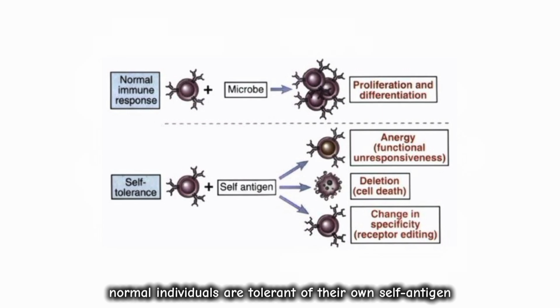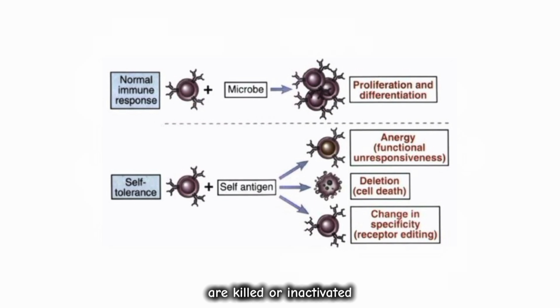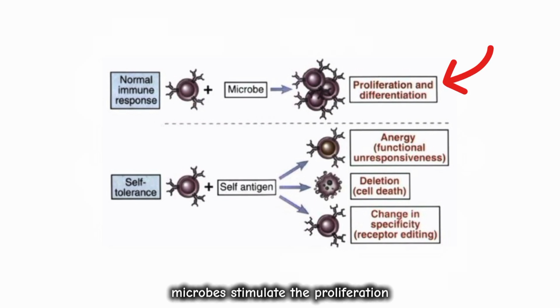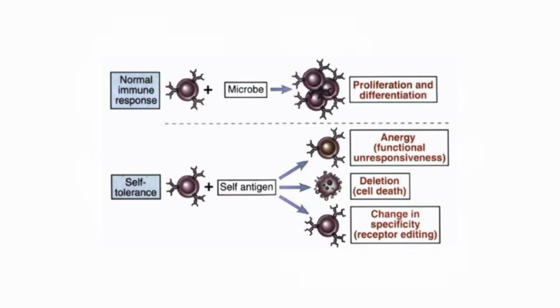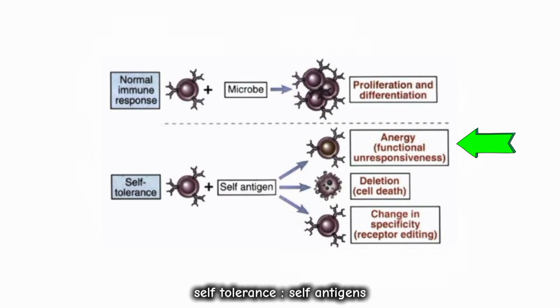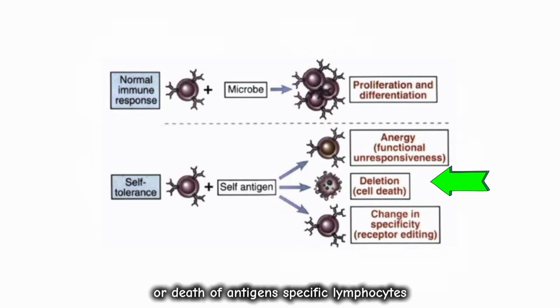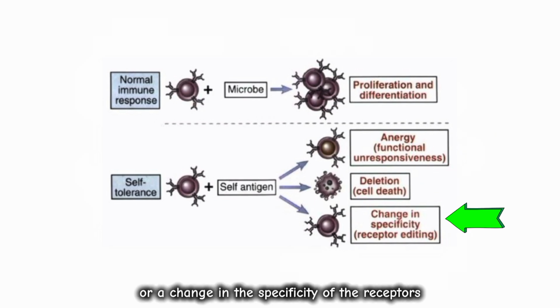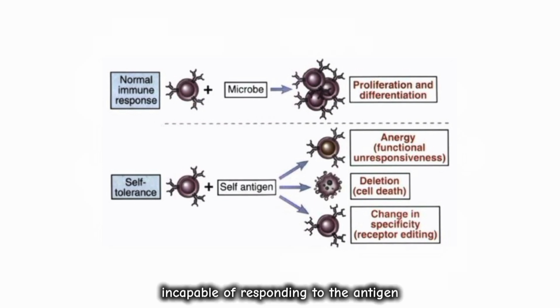Normal individuals are tolerant of their own self-antigens because the lymphocytes that recognize self-antigens are killed or inactivated or change their specificity. In a normal immune response, microbes stimulate the proliferation and differentiation of antigen-specific lymphocytes. Self-tolerance: self-antigens may induce functional unresponsiveness or death of antigen-specific lymphocytes or a change in the specificity of the receptors, making these cells incapable of responding to the antigen.